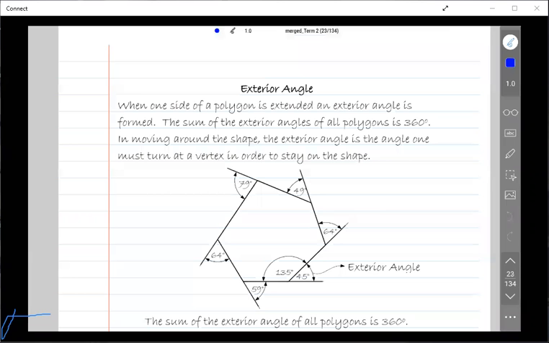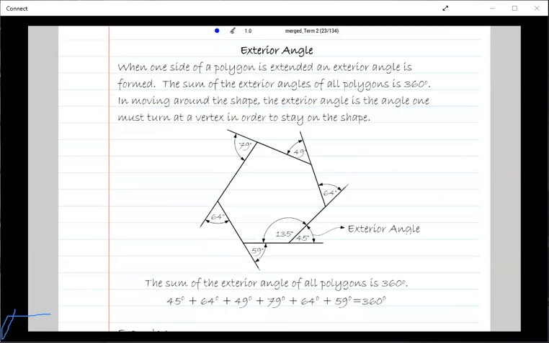All right, so earlier I told you I would explain the exterior angle. So here's how we get the exterior angle. We did look at this when we did angle properties of a triangle, because the exterior angle of a triangle is equal to the sum of the 2 opposite interior angles. So we did exterior angle, but we'll explain it again. Now here's what this says. When one side of a polygon is extended, an exterior angle is formed, and the sum of the exterior angles of all polygons is 360 degrees.